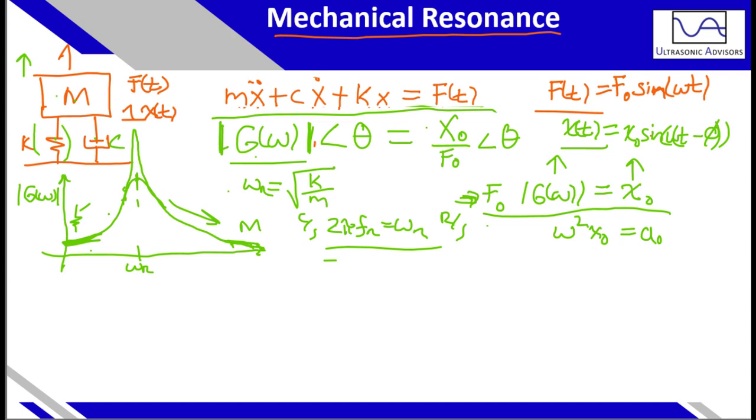So let's complete this. Now we had two components. We had our amplitude, and we also had our phase. And as we know, this number is equal to the amplitude of the output divided by the amplitude of the force. So we also had phase. So go ahead and describe that relationship.